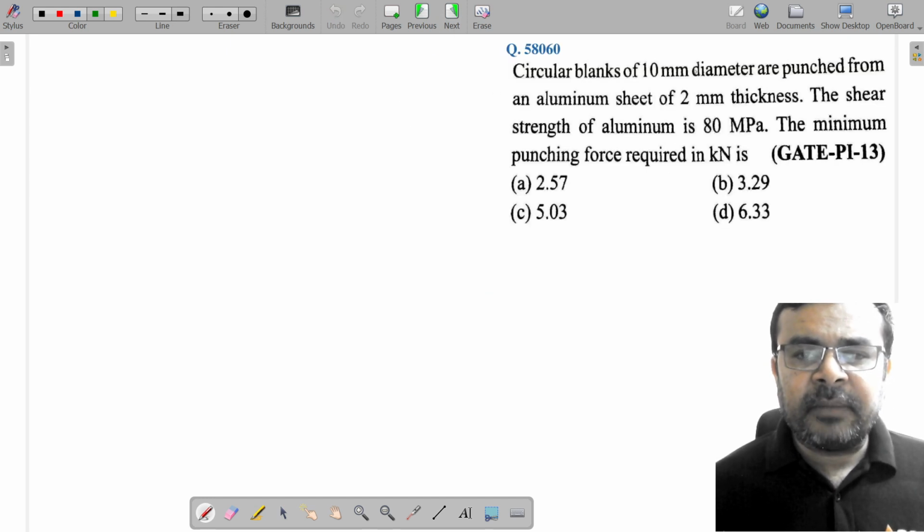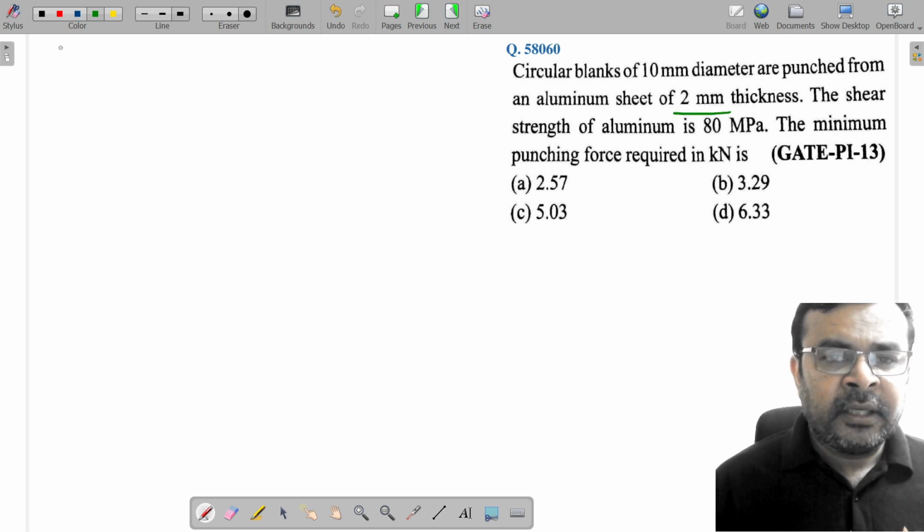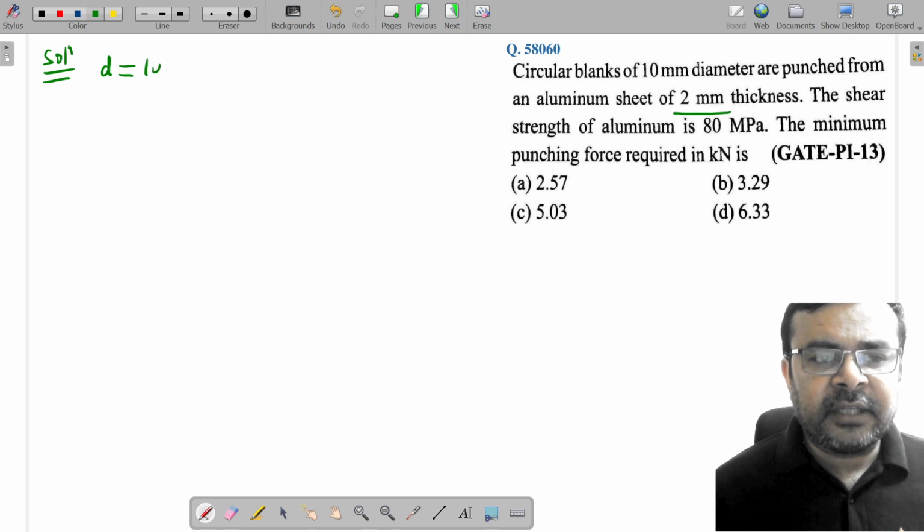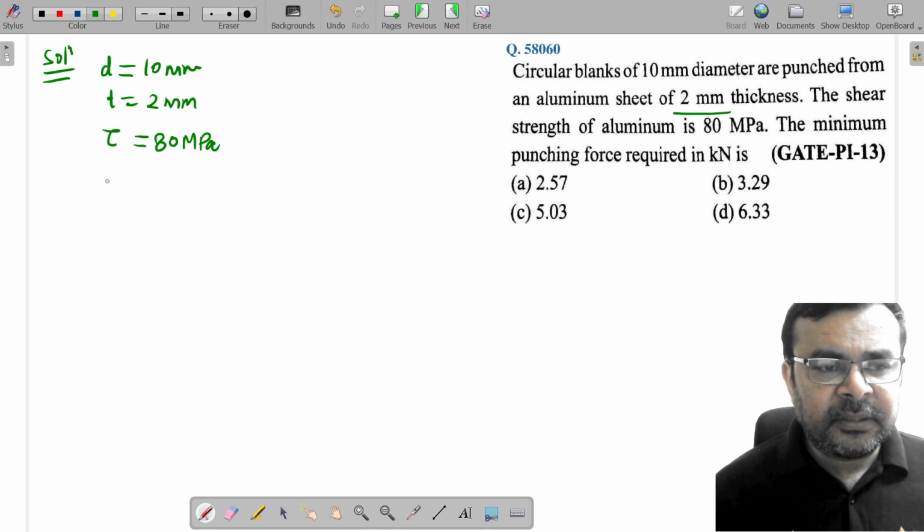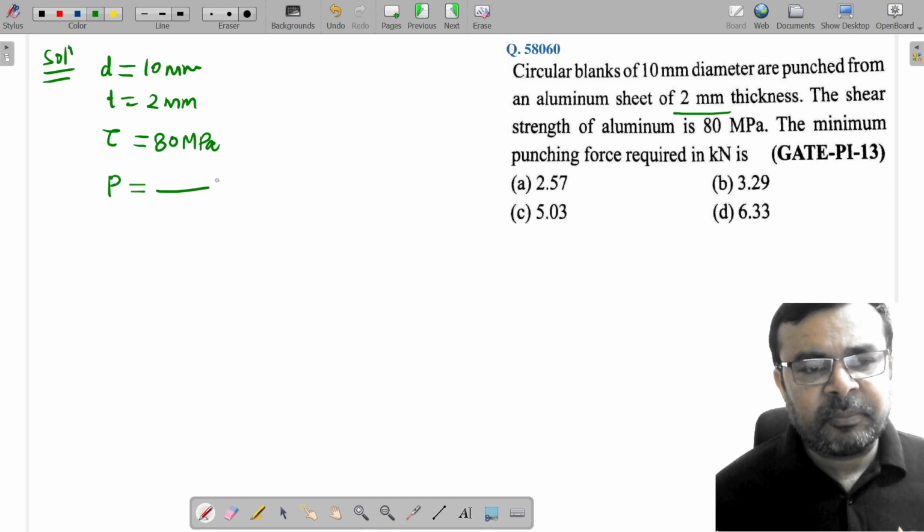Next question. Circular blanks of 10 mm diameter are punched from an aluminum sheet of 2 mm thickness. You can see the diameter of the circular blank is given, which is equal to 10 millimeter. And this is a blanking operation, correct? And the thickness is also given, that is 2 millimeter. The shear strength of the aluminum sheet is equal to 80 megapascal. The minimum punching force required means here we need to calculate P.